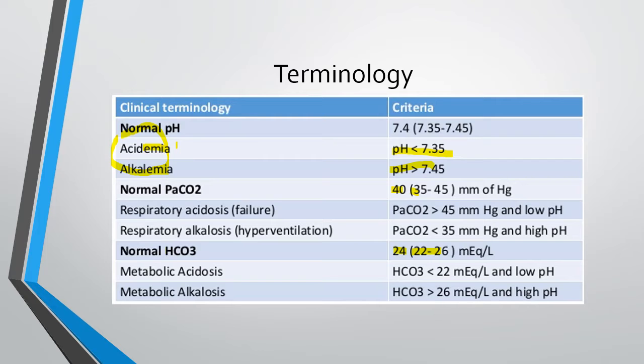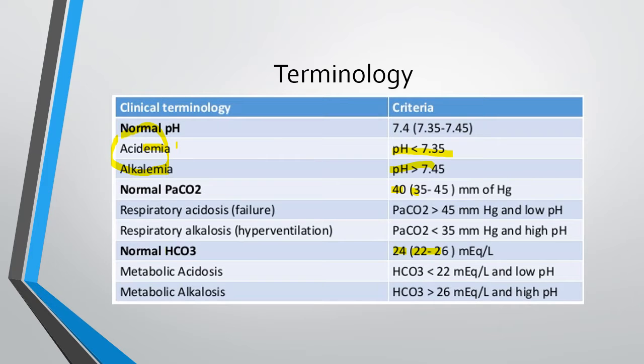Next point: PaCO2 is known as the respiratory component in an ABG, and the bicarbonate is known as the metabolic component in an ABG. Any change in the PaCO2 will cause either a respiratory acidosis or alkalosis, and any change in the bicarbonate will cause either a metabolic alkalosis or a metabolic acidosis.